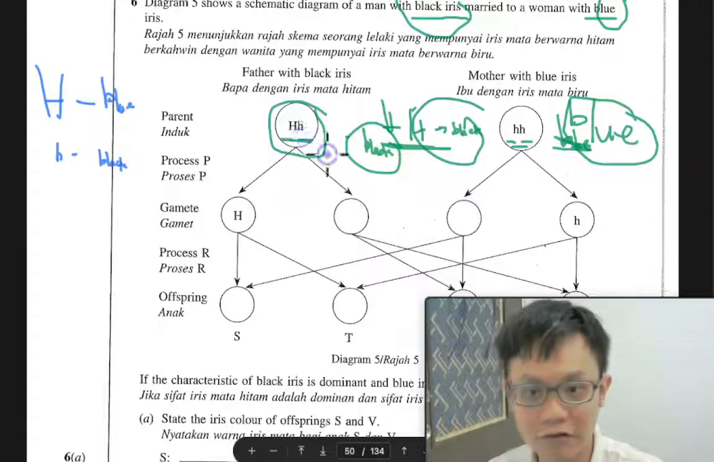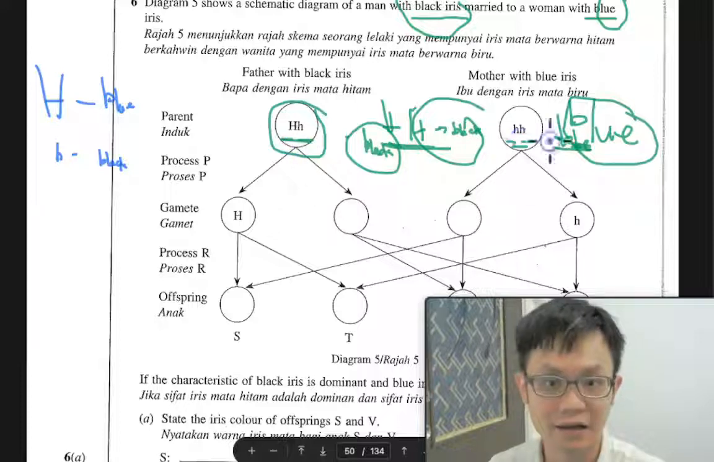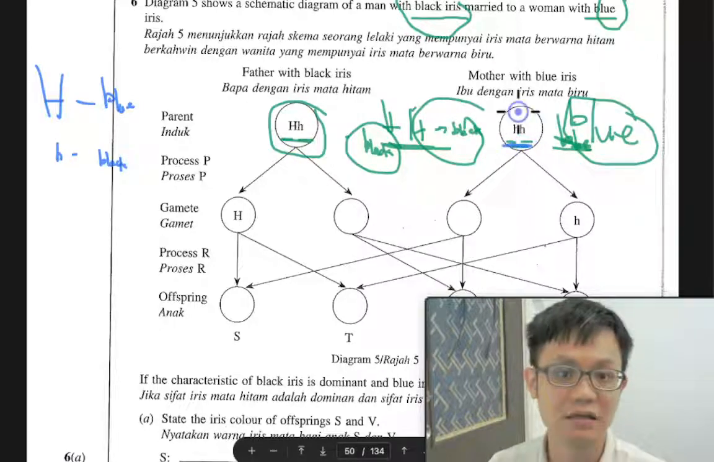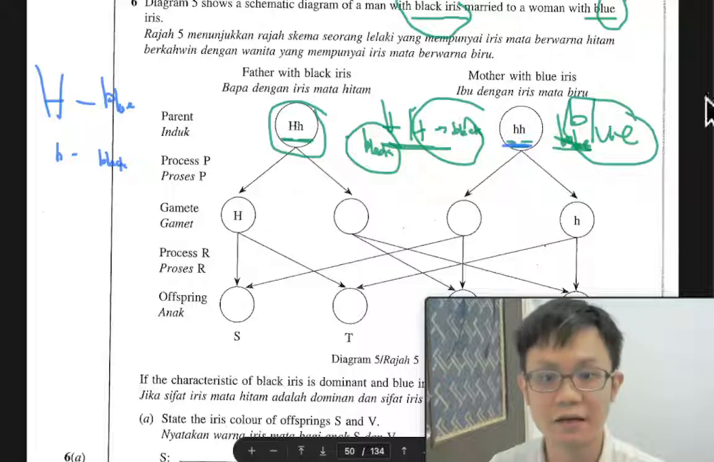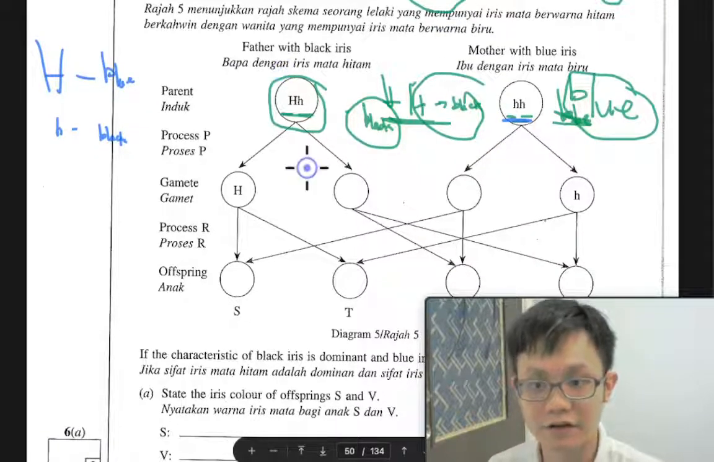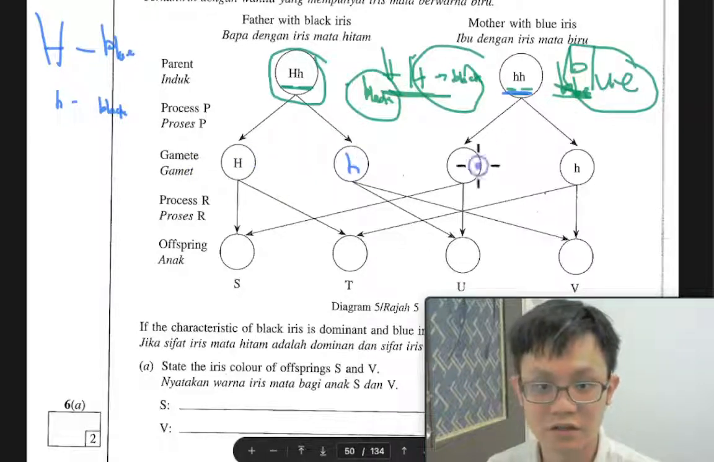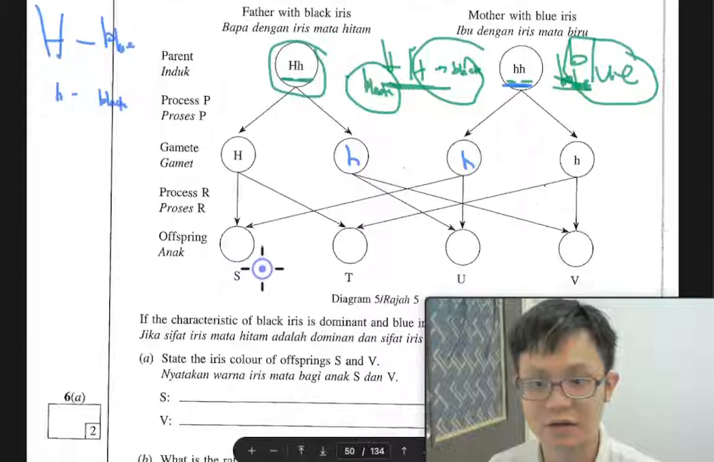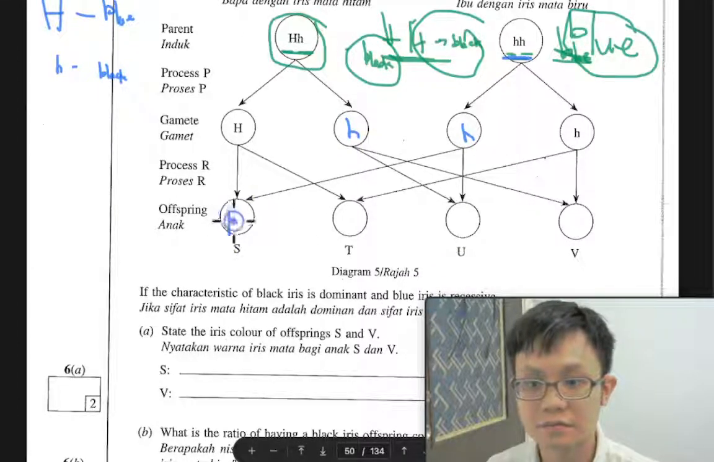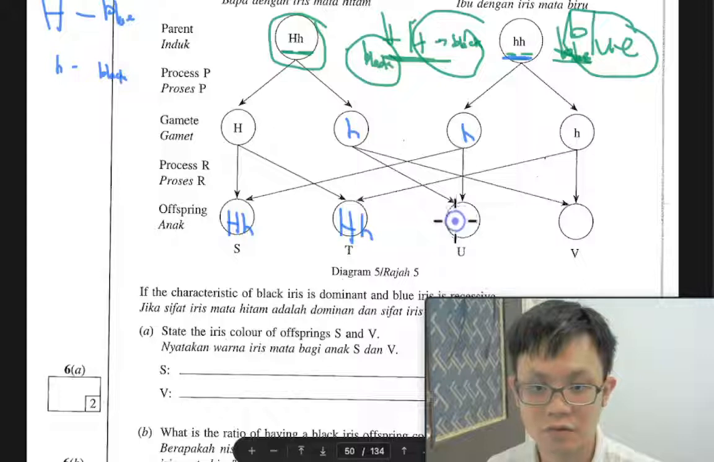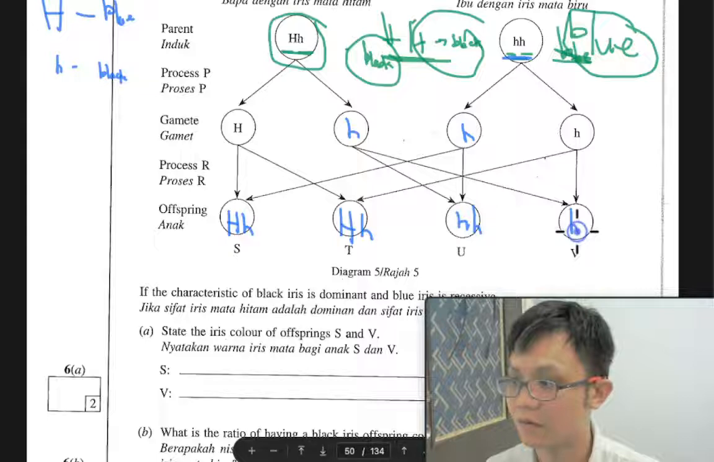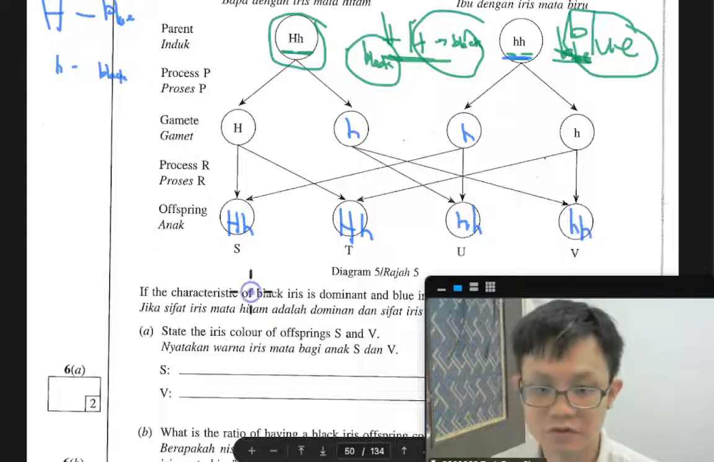So from this question, we know that the capital H will be black and the small letter is blue. After we know that, we do the crosses. So what is S? S is big H, small h. T is the same, big H, small h. U is both small h. V is both small h also.